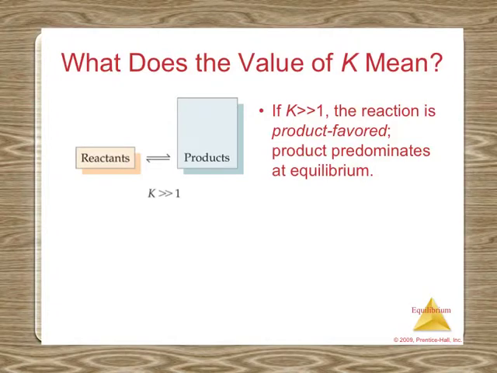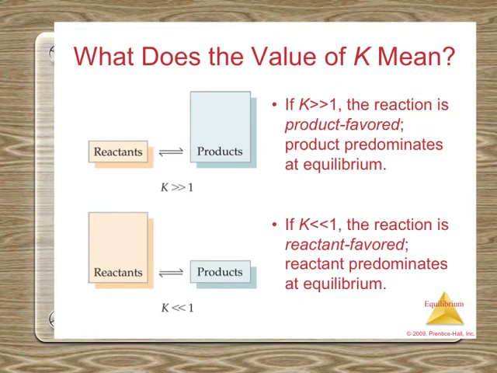So what does the value of K mean? Well, from our expression, we wrote it as products over reactants. And so if we have products predominating at equilibrium, we're going to have a large value for K. So a K that is greater than 1 is going to favor production of products at equilibrium. If at equilibrium we have more reactants present than products, remember reactants are in the denominator of the expression, and so our value for K will be a small number. So a value of K that is less than 1 is going to favor the formation of reactants at equilibrium.